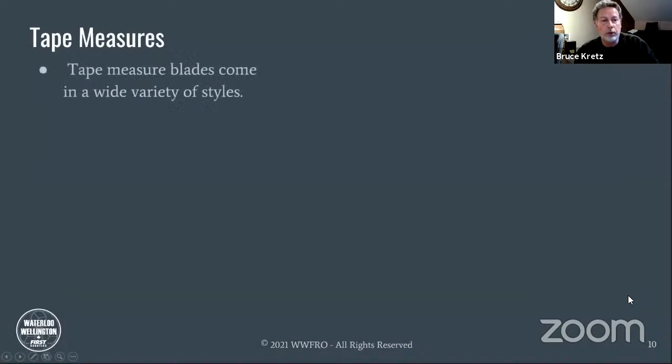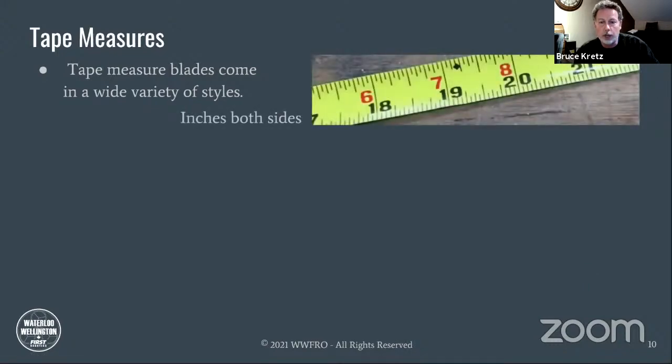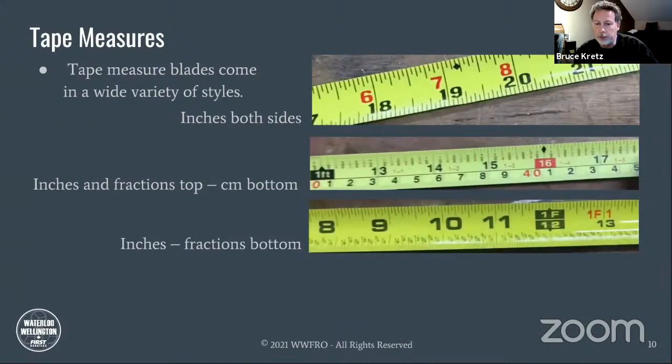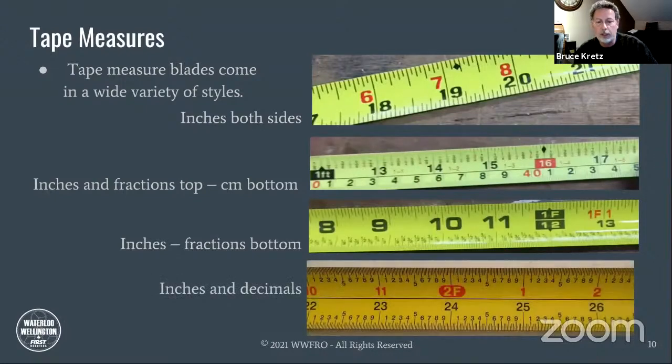So let's talk a little bit more about tape measures. Tape measure blades come in a wide variety of styles. Inches on both sides, inches and fractions on the top of this one, and centimeters on the bottom. Inches on the top on this one and fractions on the bottom, which is handy if you're not comfortable with the fractions. And then inches and decimal inches, which is also an unusual style, but you may see it.